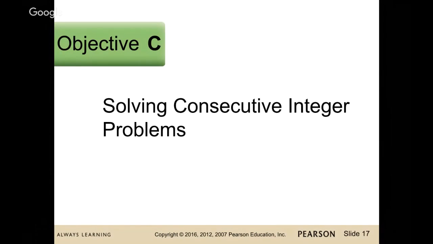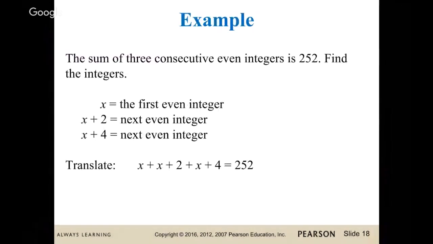Okay. All right, I told you guys to make sure you wrote down this formula at the end of 2.2, solving consecutive integer problems. I told you you'd see it again, right? So you have the sum of 3 consecutive integers equals 252. Find the individual integers.